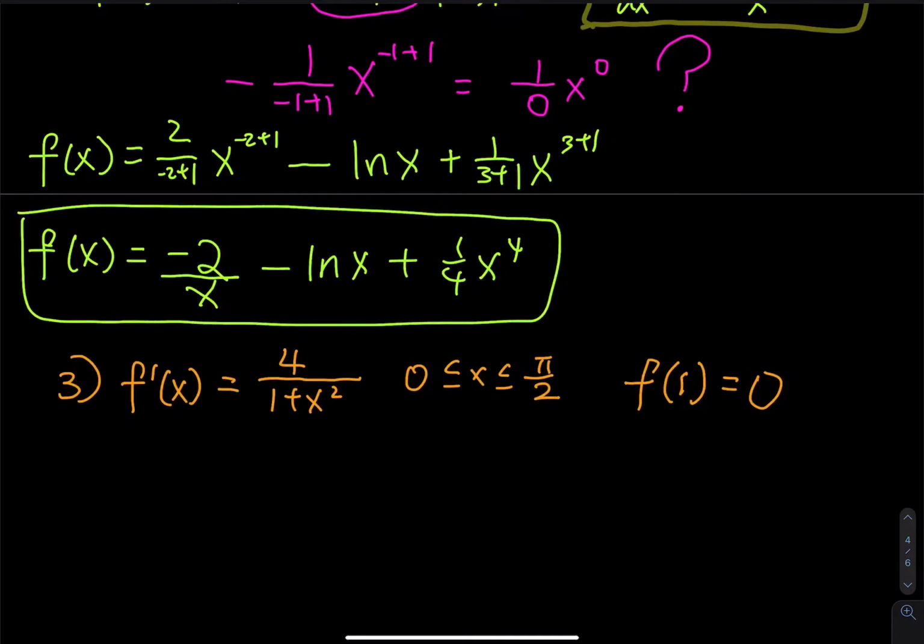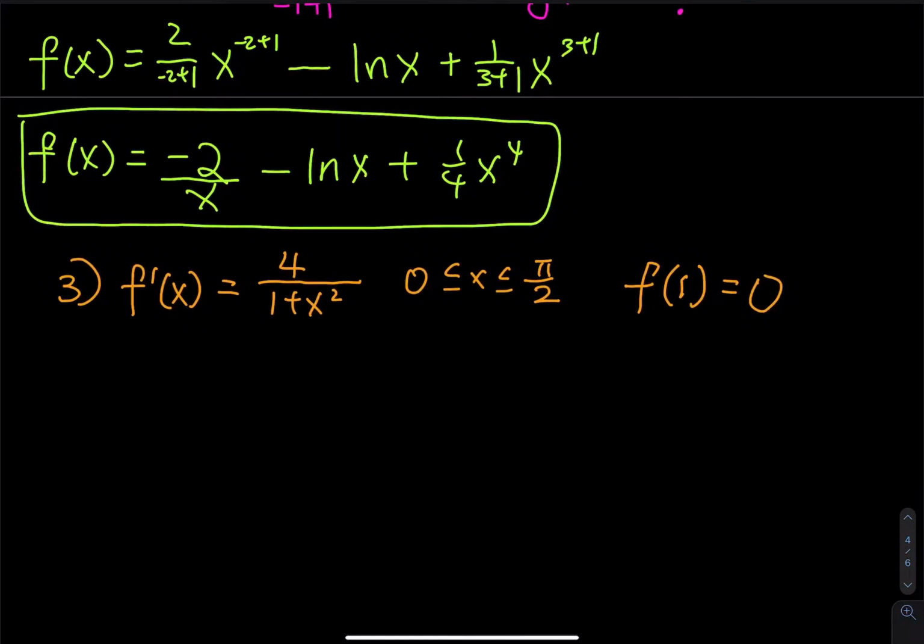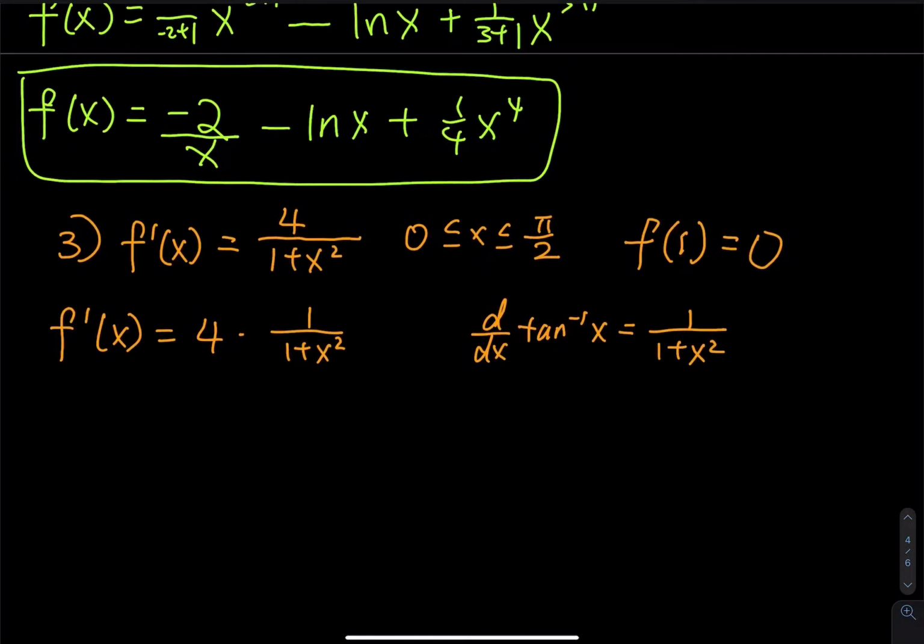All right, let's start. So first thing first, I have to rewrite f prime as 4 times 1 divided by 1 plus x squared, because here is a formula. The derivative of inverse tangent of x is equal to 1 divided by 1 plus x squared. So that means f of x is equal to 4 times inverse tangent of x plus c. Okay, and here is the general solution, right? So this is called the general solution.